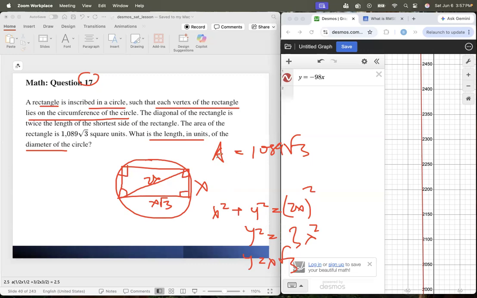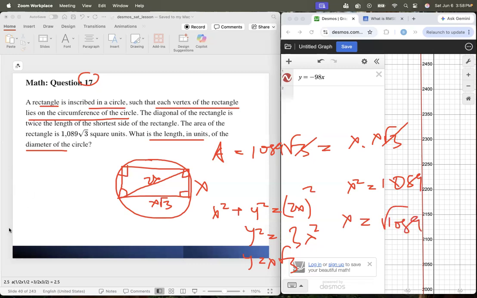But we are told that the area of the rectangle is that. Therefore, length times breadth, right? Therefore, this is the same thing as what? x times square root of 3 will give you that. This is going to cancel each other, right? And you have x squared is equal to 1089. x is equal to square root of 1089.